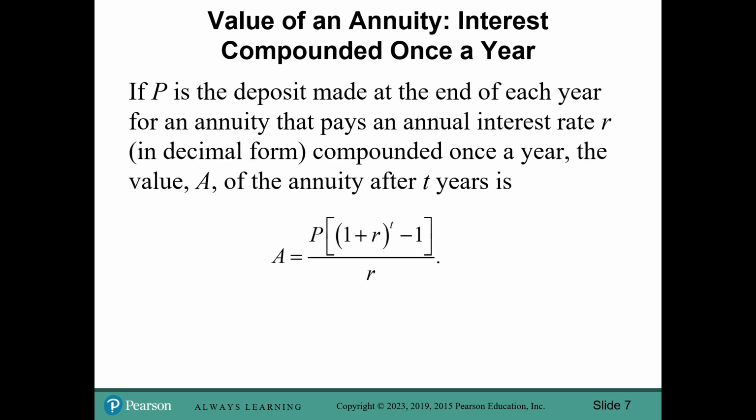Now, the value of an annuity with interest compounded once a year. We're going to look at this and give it a formula. If P is the deposit made at the end of each year for an annuity that pays an annual interest rate R in decimal form, compounded once a year, the value A of the annuity after T years is A equals P times (1 plus R) raised to the T, minus 1, all over R.